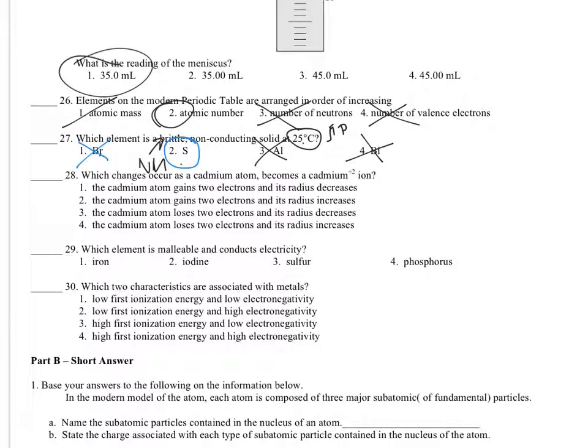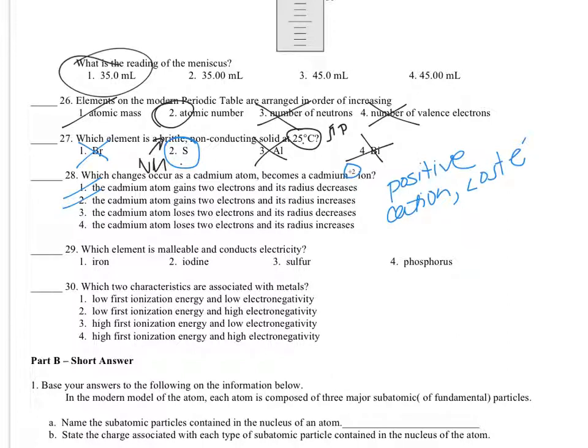All right, 28. Which changes occur as the cadmium atom becomes cadmium 2+? Okay, what we need to remember here is that when we form a positive cation, that means we have lost electrons, okay? And because it's a 2+, that means it has lost 2 electrons. So the cadmium loses 2 electrons, okay? So now we have canceled off 1 and 2.